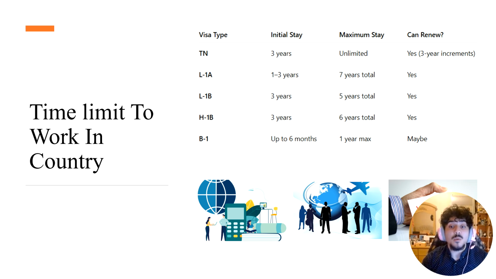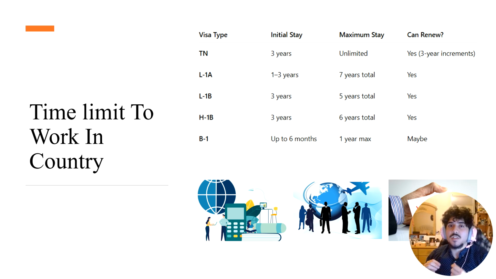And finally, B1, which would be up to 6 months and 1 year max, and renewal is more of a maybe, not confirmed, because of the short-term process and time limit to work in the United States. All of these visa types are really important because they all have different possible factors and benefits for a company.